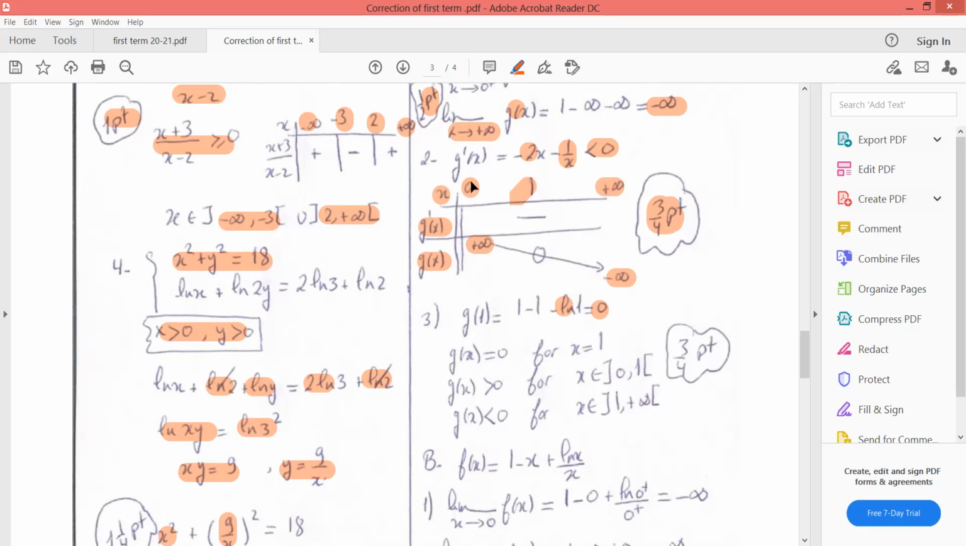Notice that between 0 and 1, the function is decreasing from plus infinity to 0, so between 0 and 1, g is positive. From 1 till plus infinity, g is decreasing from 0 to minus infinity, which means g is negative. So g(x) equals 0 for x equal 1, g(x) is positive for x between 0 and 1, and g(x) is negative for x belonging to 1 plus infinity. 3/4.